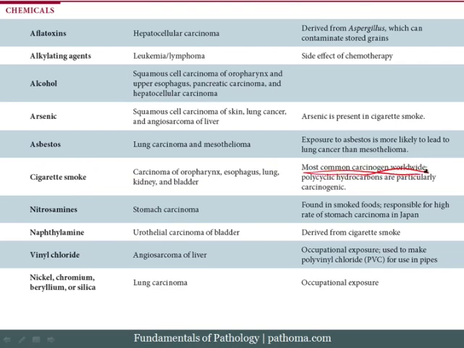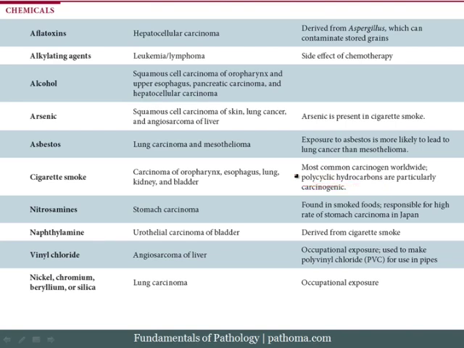1 billion people worldwide smoke. That number still shocks me, but regardless, 1 billion people worldwide smoke. And probably the most important carcinogen within cigarette smoke, recall that I mentioned that there are about 40 carcinogens in cigarette smoke, for example arsenic, but the most important carcinogen in cigarette smoke are polycyclic hydrocarbons. These are particularly mutagenic.